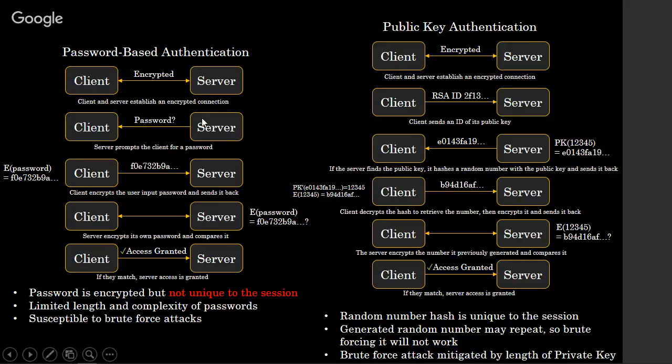The difference starts here, in password-based authentication. The first thing the server does is ask the client, what's the password? The client encrypts the password into a hash and sends it back to the server. The server encrypts the password that it has by itself and compares it against this. If these two match, then access is granted. This is how password-based authentication works.